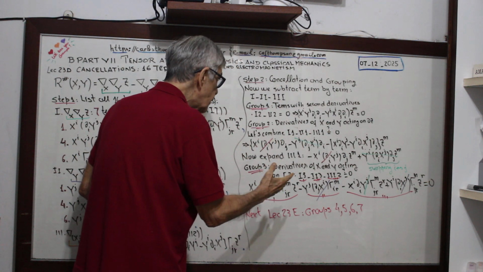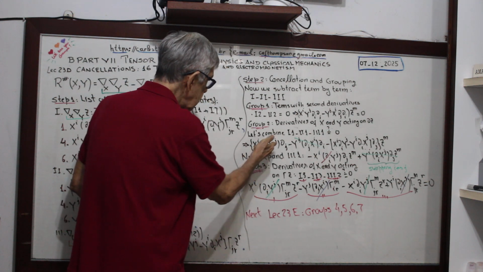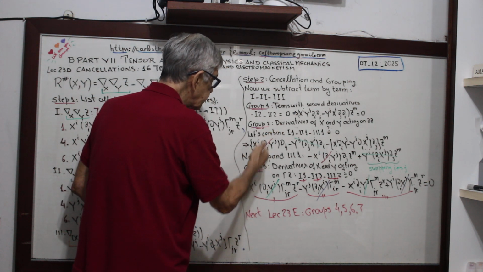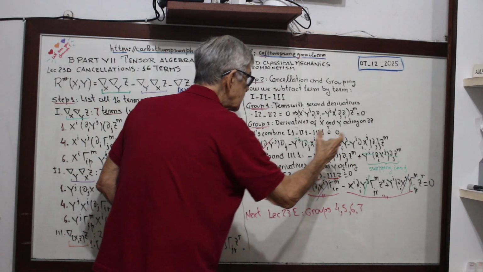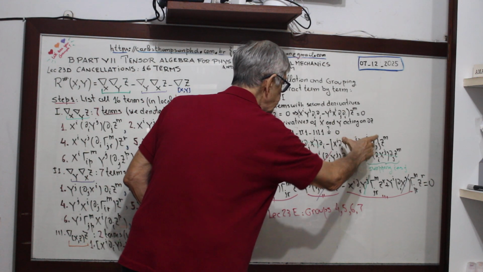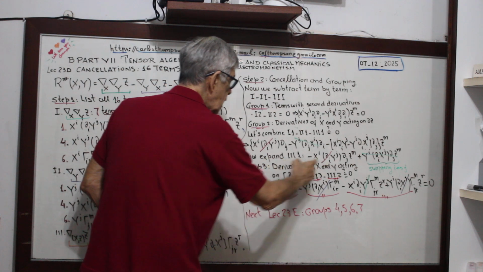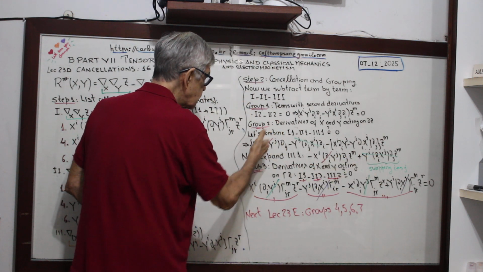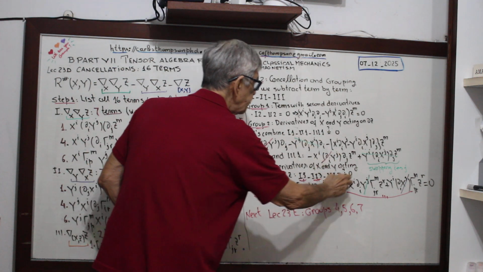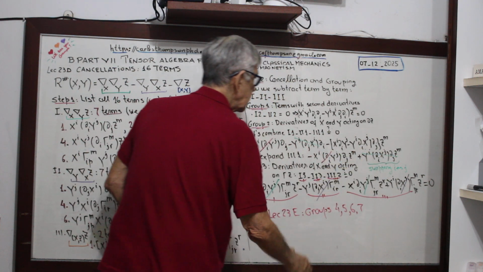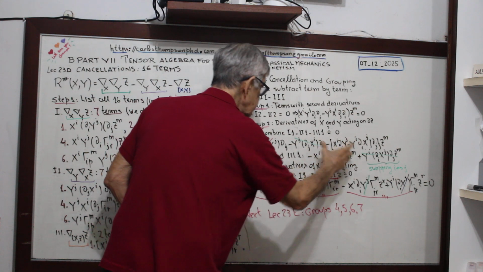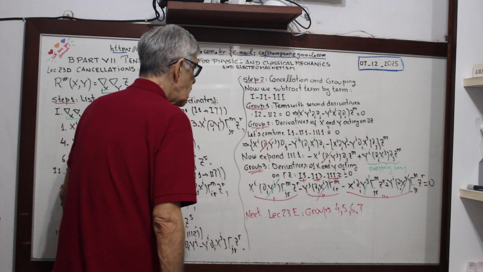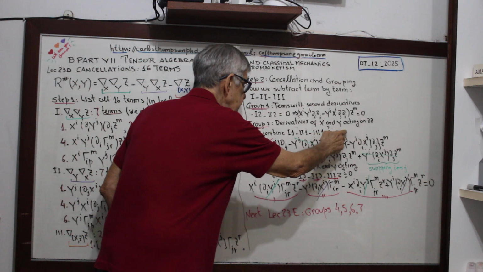Now, another cancellation. This is a red one. I can expand this as 2 terms, which I wrote over here. Now you see the cancellation, this red with the red and the green with the green. This leads to 0 again.